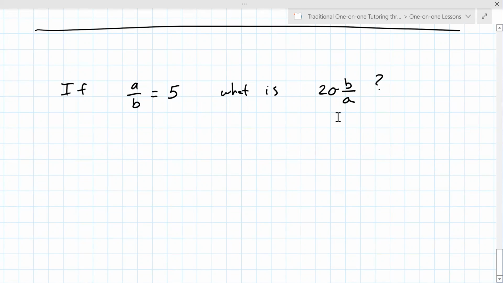Okay. 5 over 1. I want you to work it out, Sourish. I'm not going to write anything down for this problem. I want you to work it out. Okay.